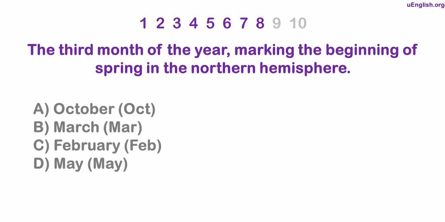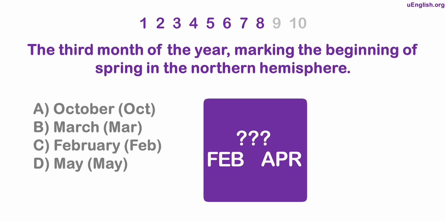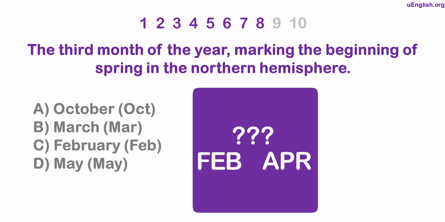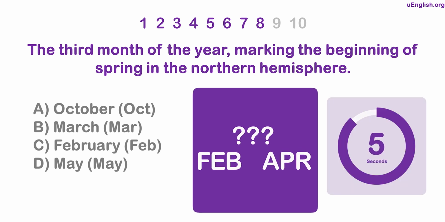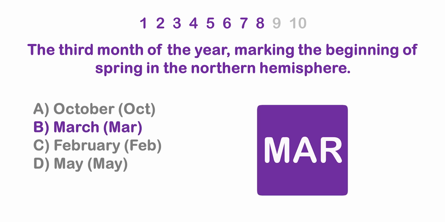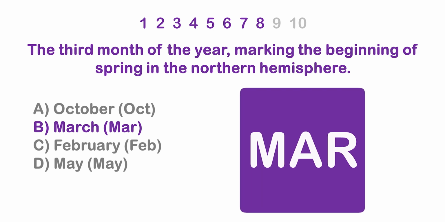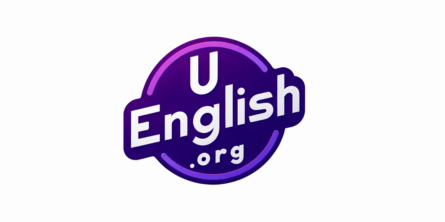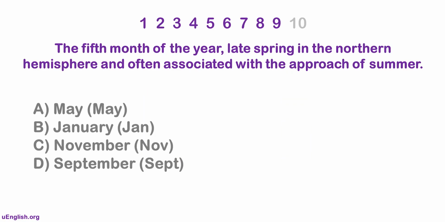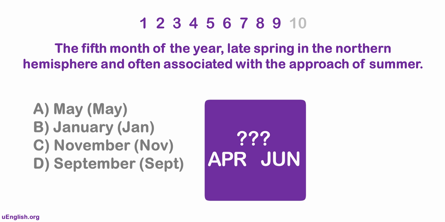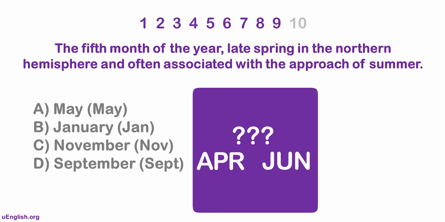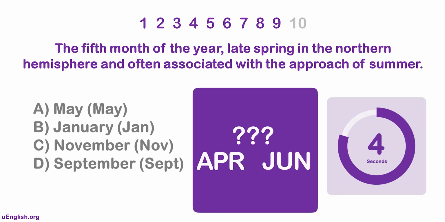The 3rd month of the year, marking the beginning of spring in the northern hemisphere. What is the right answer? Of course, it's March. March is the 3rd month of the year, marking the beginning of spring in the northern hemisphere. The 5th month of the year, late spring in the northern hemisphere, is often associated with the approach of summer.